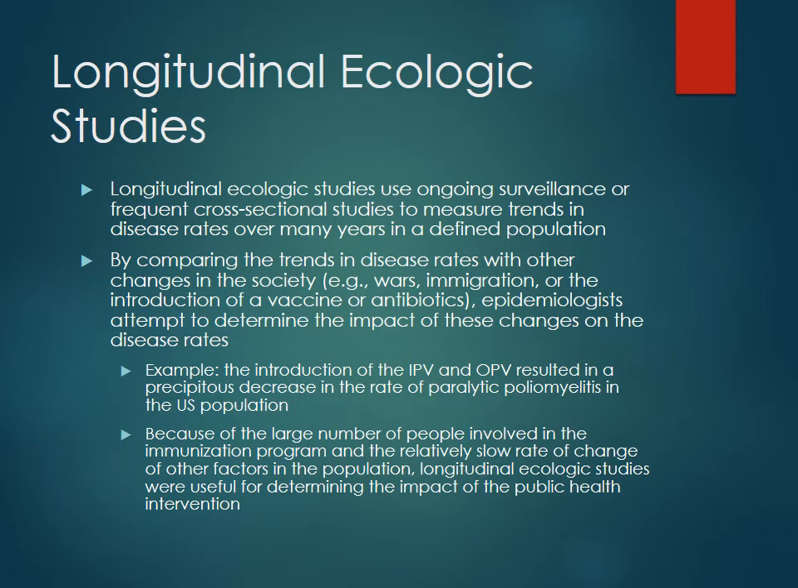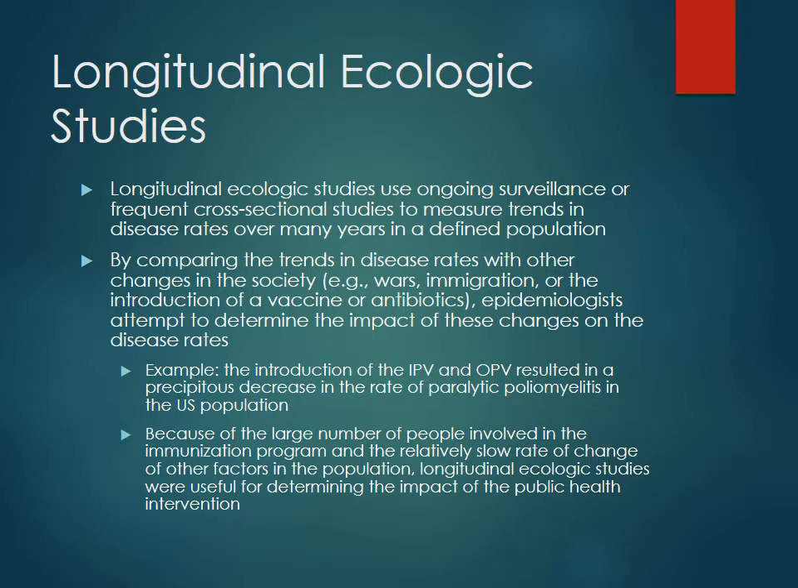You can have longitudinal ecological studies. These are ongoing surveillance or frequent cross-sectional studies that are used to measure trends in disease rates over a period of years in a defined population. So you can compare trends in disease rates with other changes in society. Things like wars, immigration, or the introduction of, say, a new vaccine or antibiotics can change these pretty rapidly. And so the epidemiologists are attempting to determine the impact of these changes on disease rates.